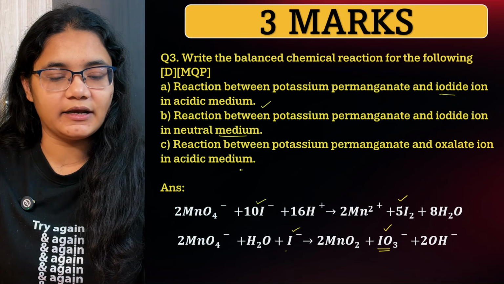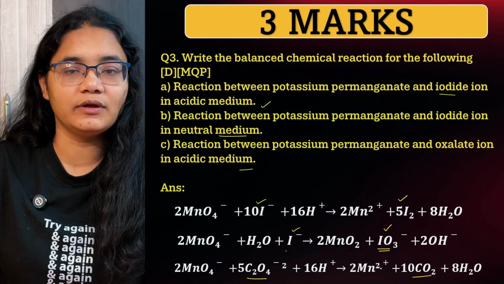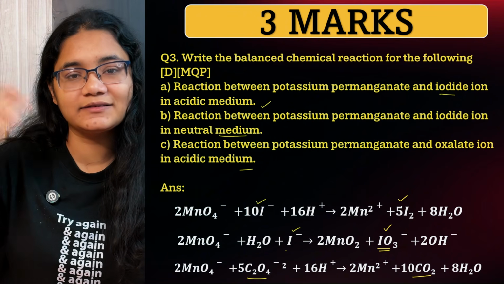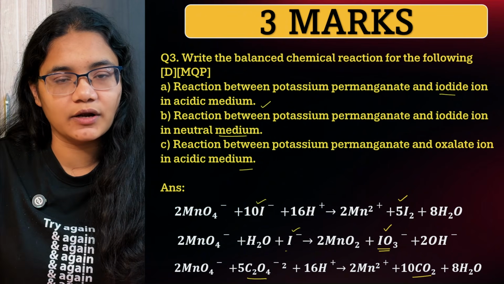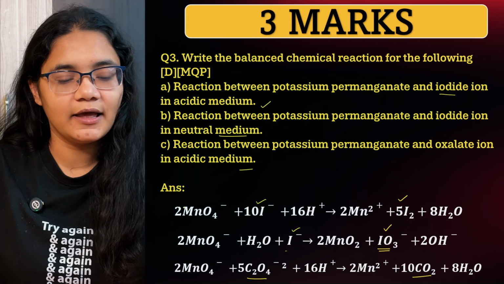Next, potassium permanganate and oxalate ion in acidic medium. So oxalate ion gets converted to CO2 in the acidic medium. Now here there is no reasoning. Okay, you have to just remember what I minus on oxidation will give you, and what I minus in oxidation in neutral medium will give you. These species you have to remember, and the reactions.